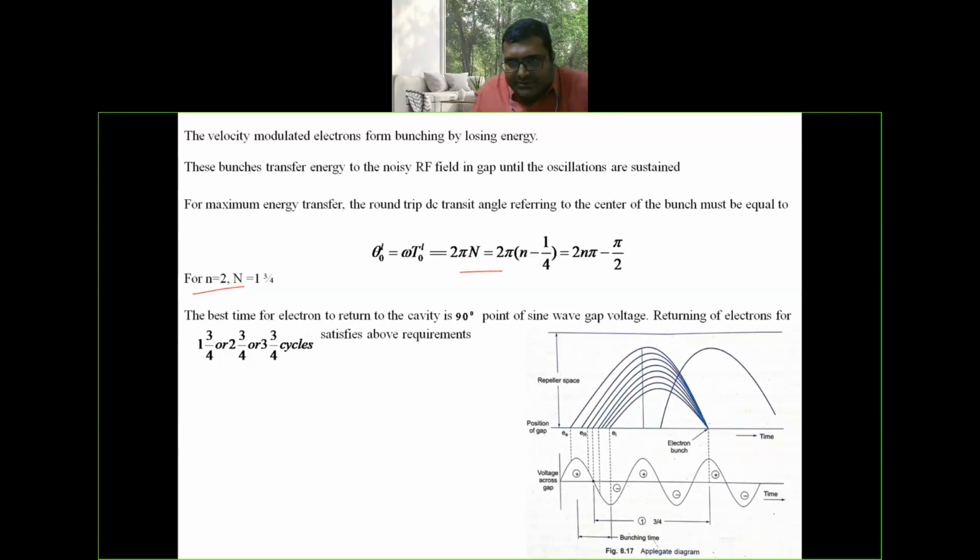Here, the 90 degrees position of the sine wave. The bunching is formed at the position of 90 degrees of the sine wave. That is, for the first mode, the bunching is formed at 1 3 by 4 cycles from the reference electron. For the second mode, the bunching will be formed at 2 3 by 4 cycles from the center of the reference electron, and the same for the third mode. Practically, reflex Klystron oscillations are possible up to n equal to 7.